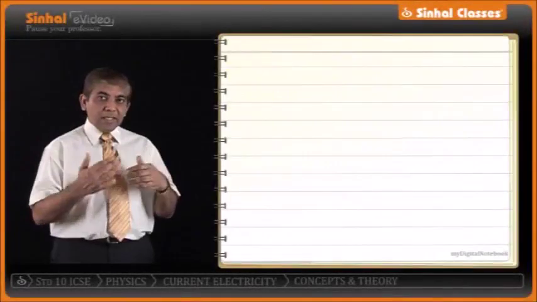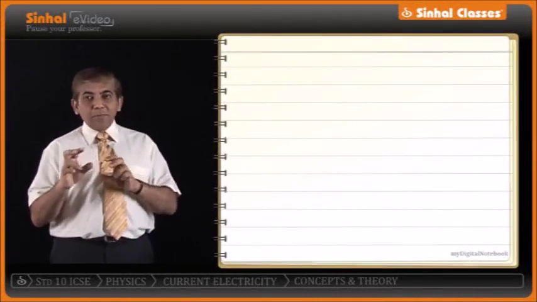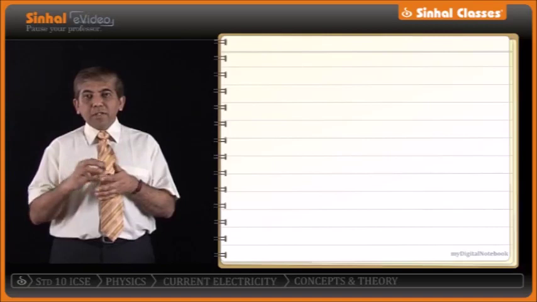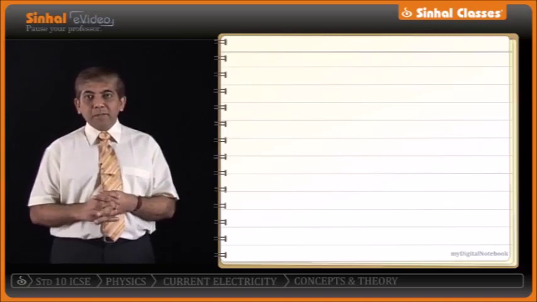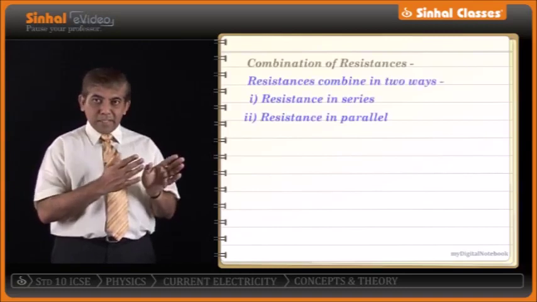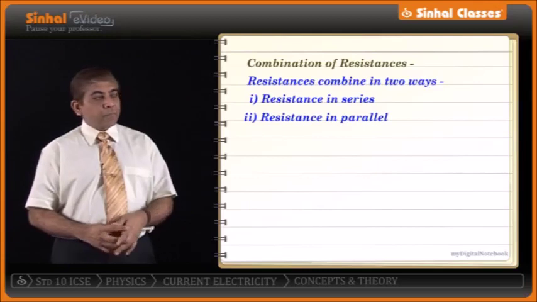Then after having this base of your electricity, we go on to the combination of resistances. In day-to-day life, we see that we use resistances in combination. So we have resistances combined in two ways. One is resistance in series, the other is resistance in parallel.